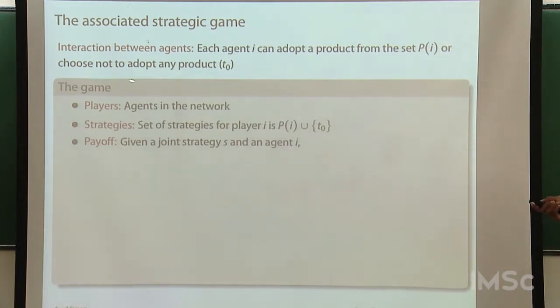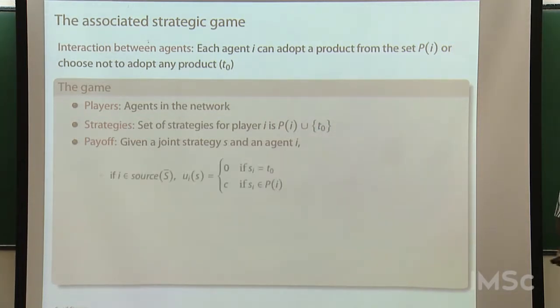So what is the game? The players are simply the agents in the network, the nodes of the graph. The strategies for player i are P of i, the set of products associated with i, or it can choose not to adopt any product, which is the special symbol T0. Payoff.